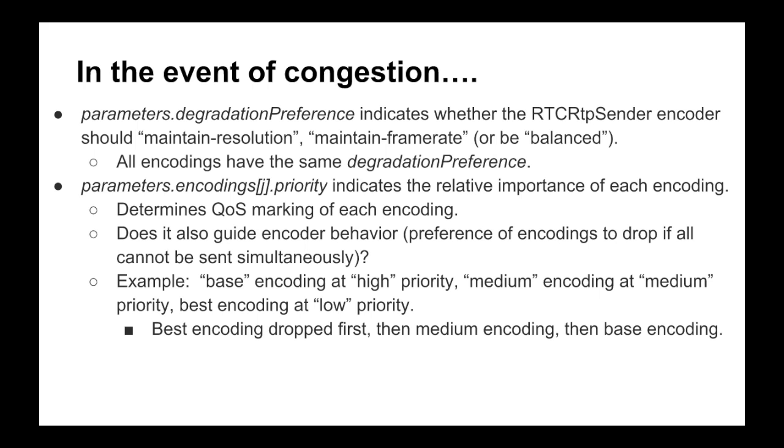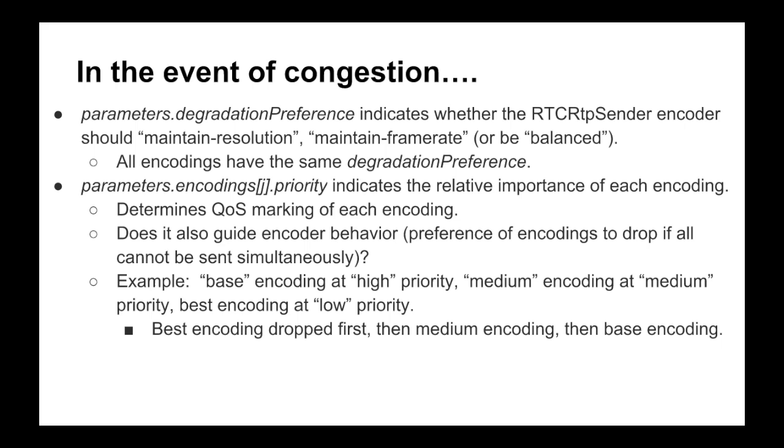So the question is, are these two things enough to do what we want or not? As I mentioned, the degradation preference discusses the priority of the RTCRtpSender to maintain the resolution or the frame rate, or be balanced. All encodings essentially have the same value by default because it's not a per-encoding thing. And then priority indicates relative importance. This determines the QoS marking potentially of each encoding, so they can be different, like among simulcast streams.